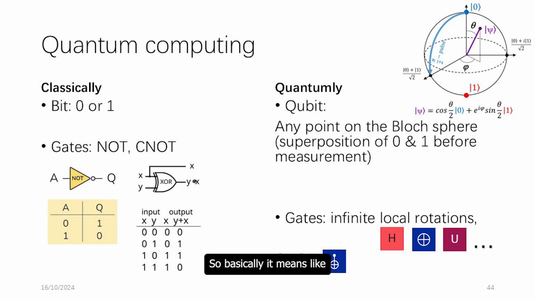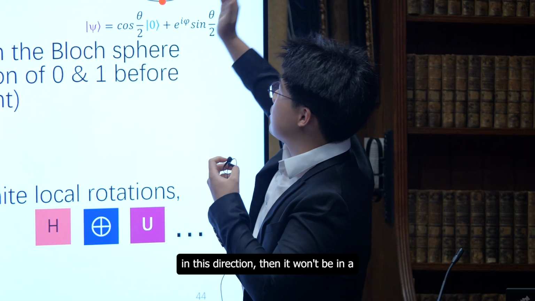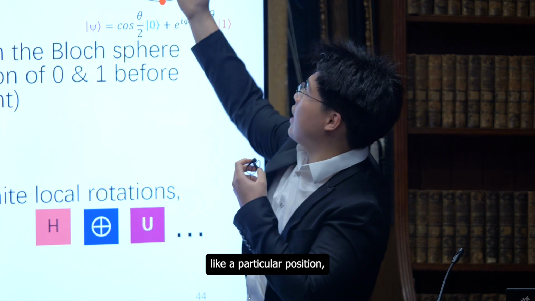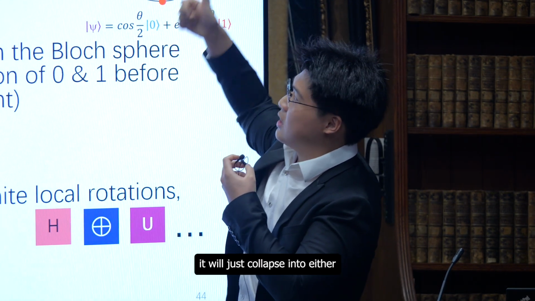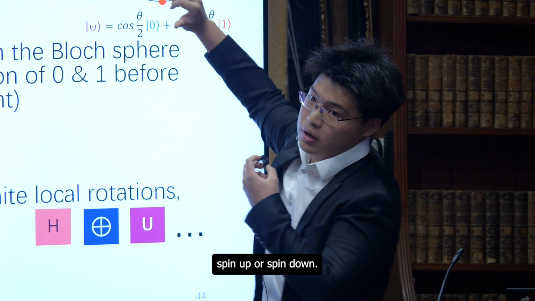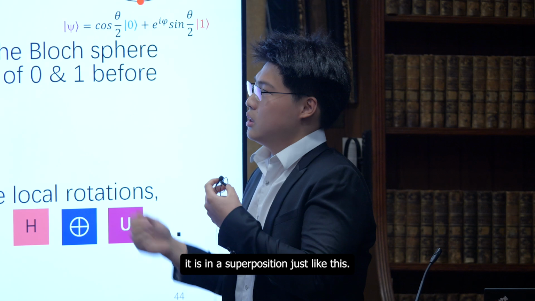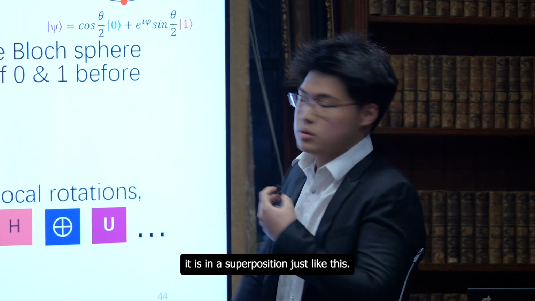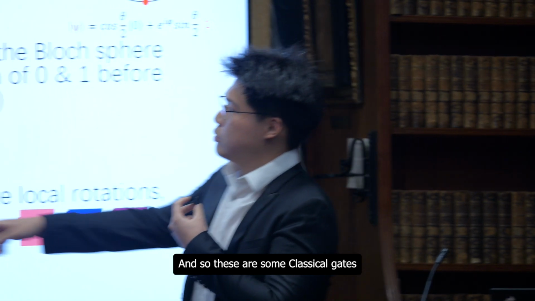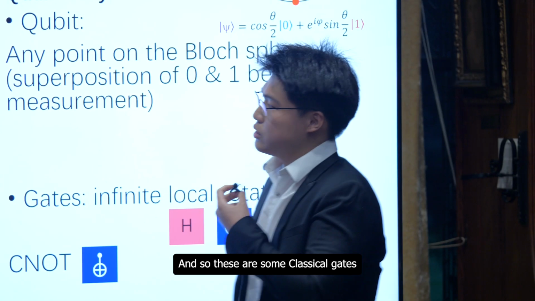Basically, we are using spins in a quantum computer, and the qubit is like a spin. It can point in any direction on this sphere, but it's not a classical object. If you measure it in this direction, it won't be in a particular position. It will just collapse into either spin up or spin down. So if you measure it, it's still 0 or 1. It's just that when you don't measure it, it's in a superposition.